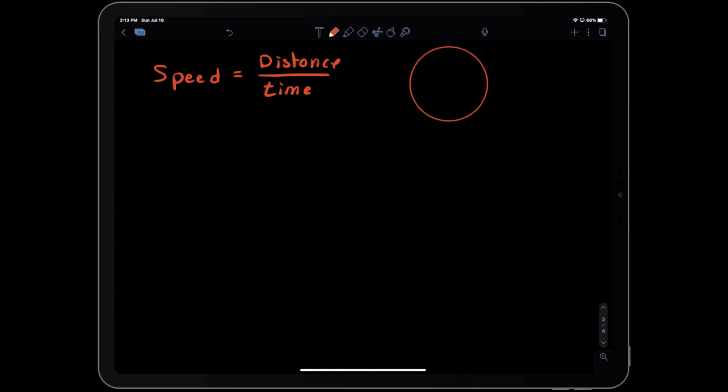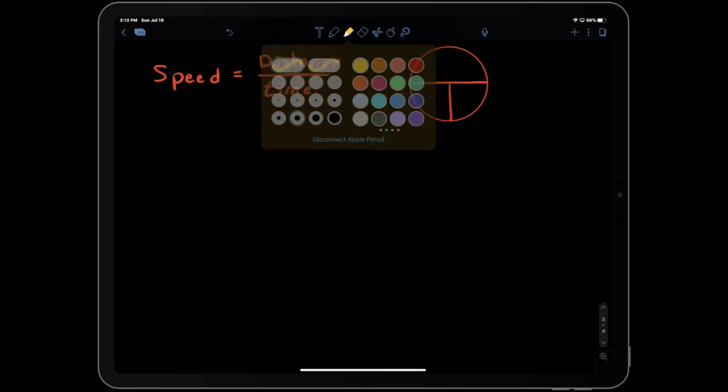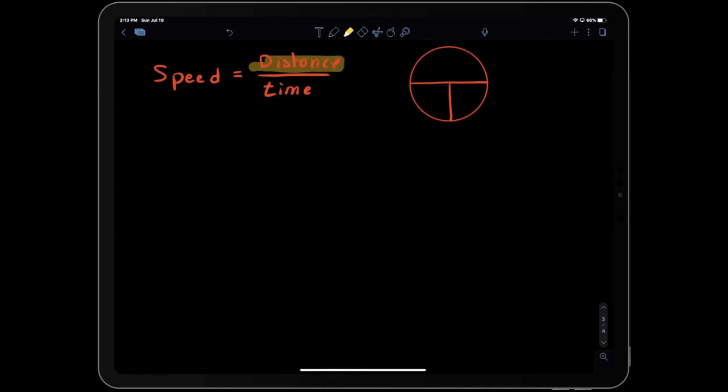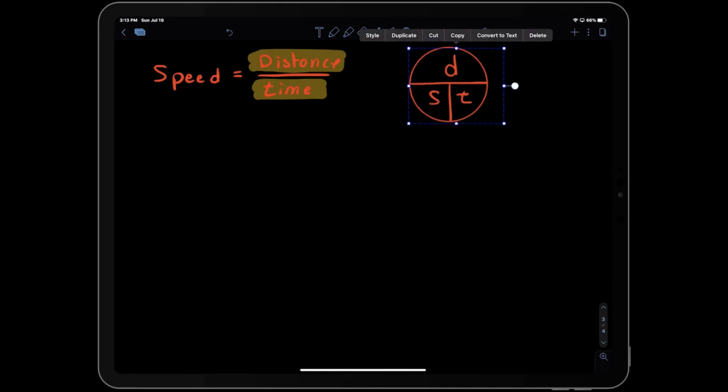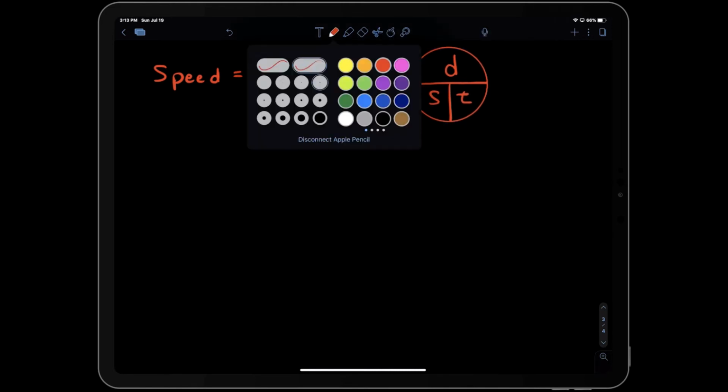So what we can do is use a little helpful guide like this right here. We're going to see in the formula that distance is on top, right? So I'm going to put distance on top. Then I see that I have time underneath the division symbol, so I'm going to put time right there. That means the only thing that's left is the speed. And we'll see how we're going to use that throughout this. So I'll cheat and copy this so that way we can go from question to question.